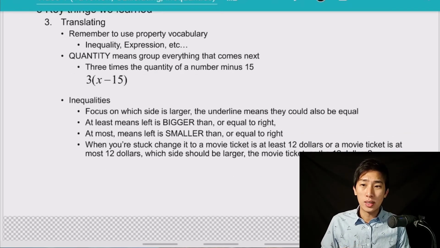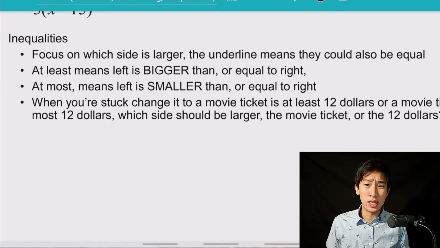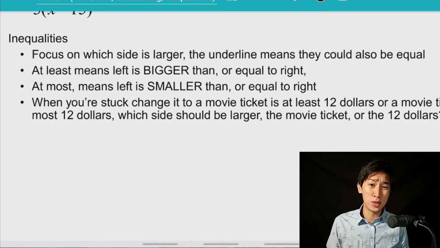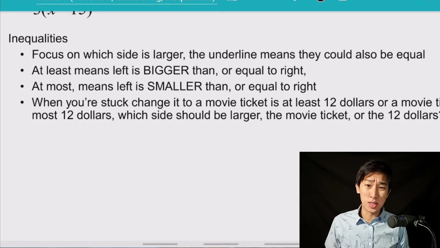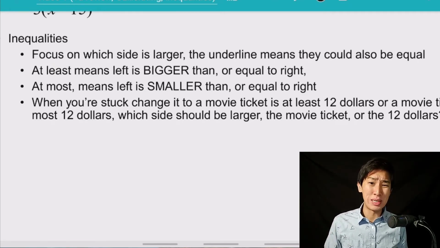Finally, we're going to be talking about inequalities. The main thing with inequalities is they focus on which side is bigger. Okay. The underline in your inequality symbol means that the two sides could possibly be equal. And there are certain keywords as well. For example, at least means the left side is bigger than or equal to the right. So if I say something like 5 is at least 3, what that means is that the 5 side should be at least 3. Now, that's obvious, but for example, we say things like a movie ticket should be at least $12. That means the movie ticket is bigger than $12 or it's the same as $12.